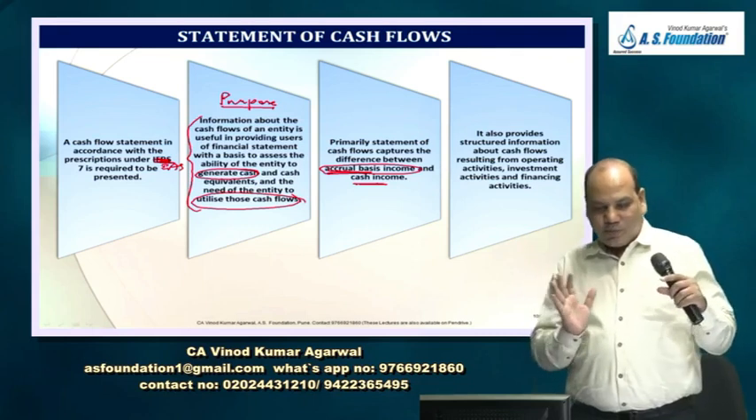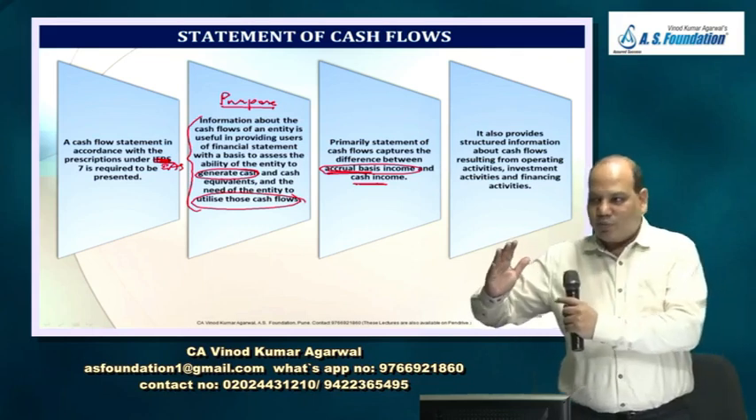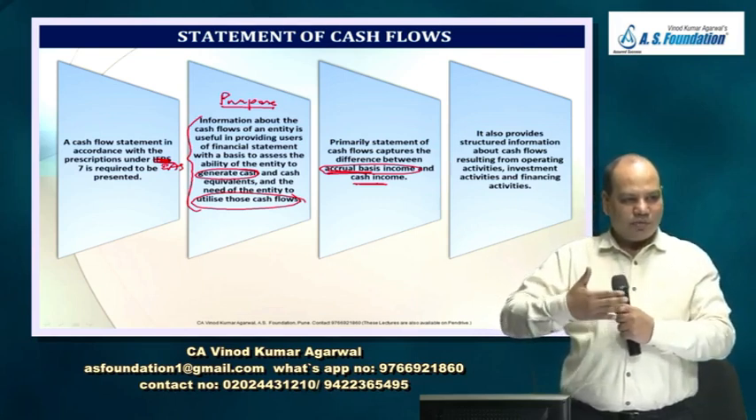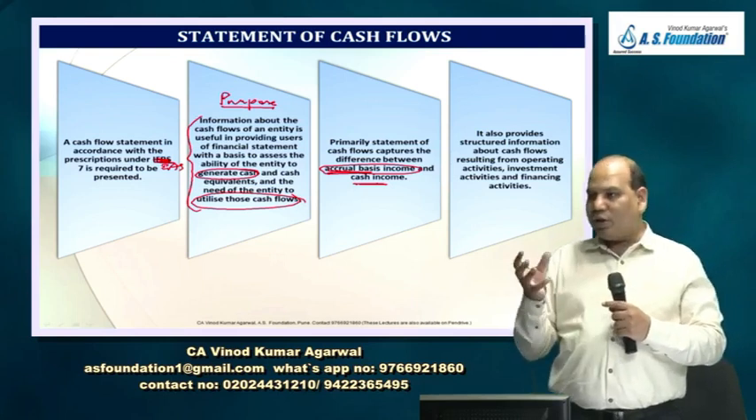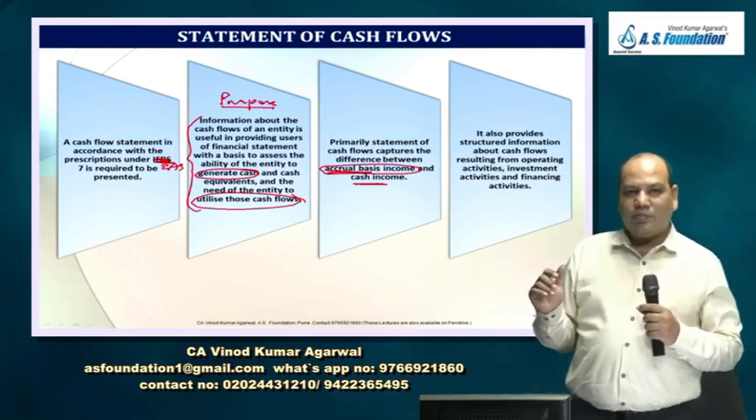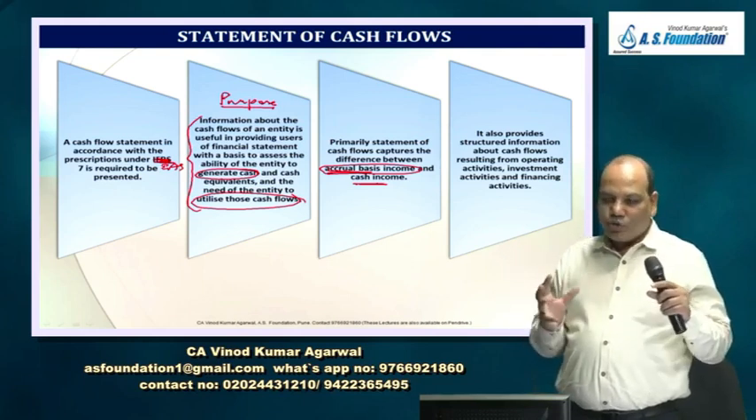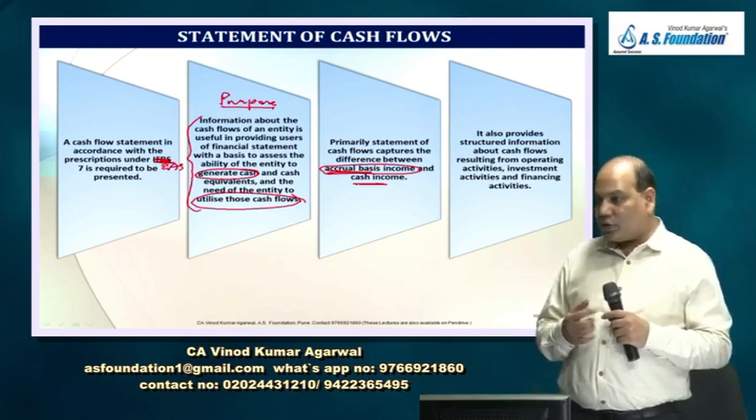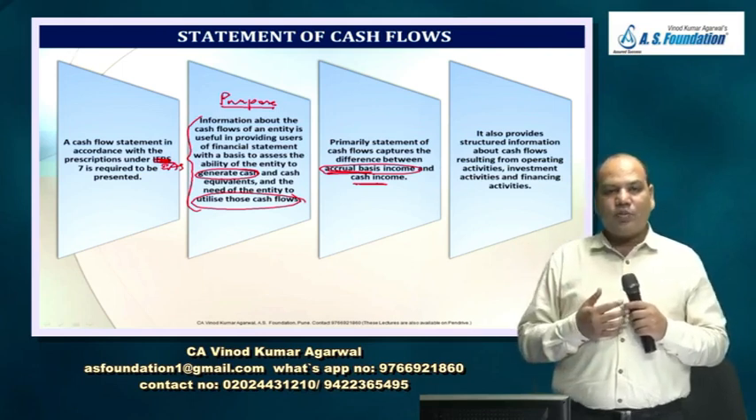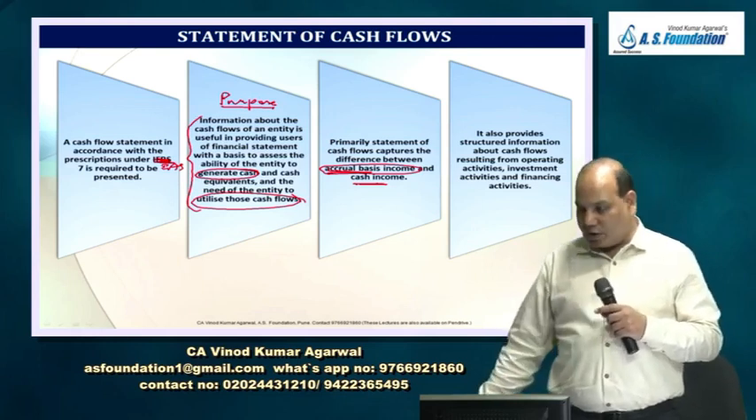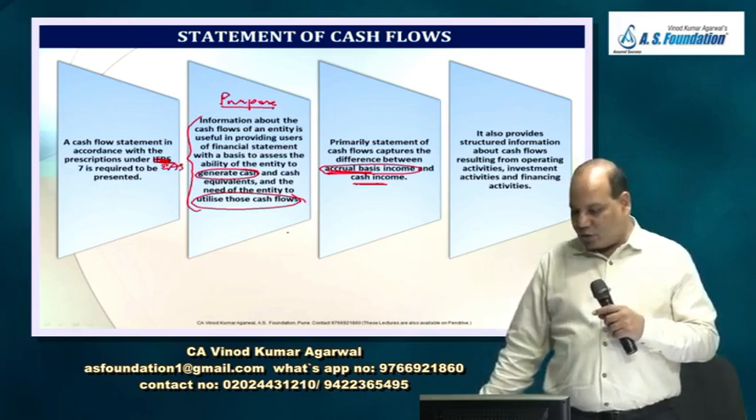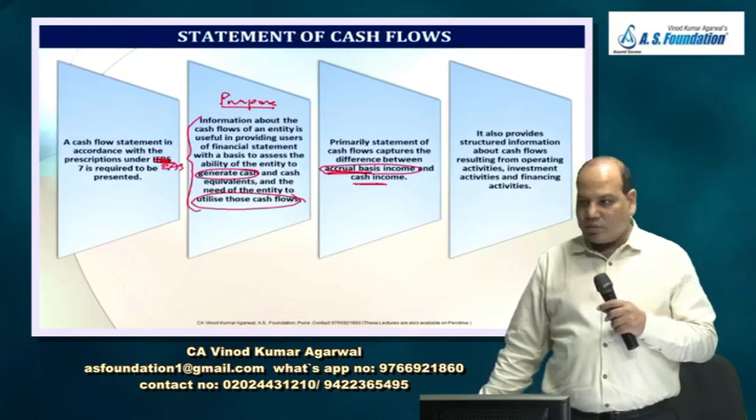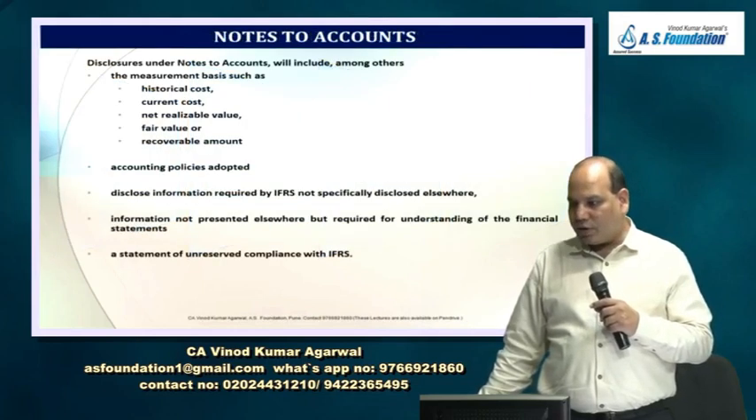And they want to compare, if you are showing profit for the period, what is your cash flow from operating activity? Are they matching or not? At least to some extent. Of course, they will take into consideration non-cash items, etc. But if there is a large variation, it means you are not able to convert your profits into cash. Then this statement also gives you information about investing activities and financing activities: where you are investing your cash and how you are financing your activities. How are you raising finance?